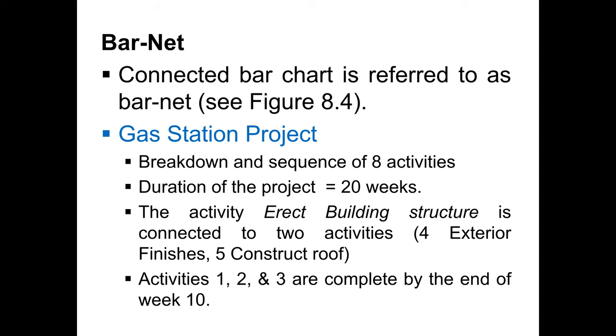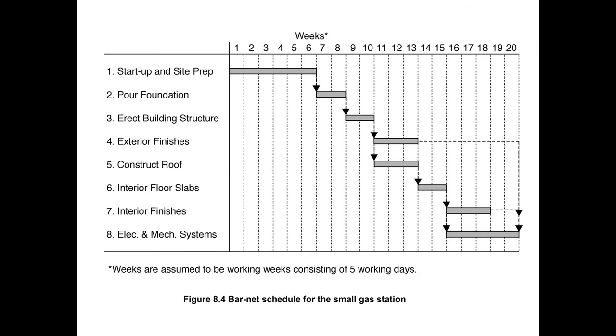The activity erect building structure is connected to 2 activities, exterior finishes and construct roof. Then activities 1, 2, and 3 are complete by the end of week number 10. So see how these things are applicable on this bar net. First thing is, this is a bar net, where all the bars are interconnected with these arrows.